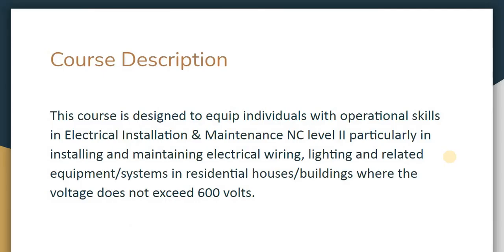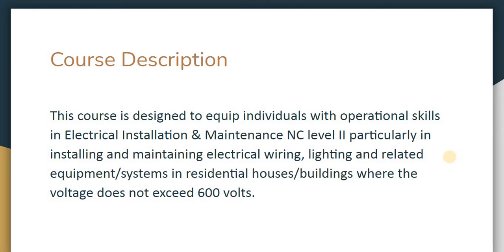Okay. Course description. This is from the training regulation of the electrical installation and maintenance in NC2. For the course description, this course is designed to equip individuals with operational skills in electrical installation and maintenance in NC Level 2. So for EIM in NC, there are Level 2, Level 3, and Level 4. Particularly in installing and maintaining electrical wiring, lighting, and related equipment or systems in residential houses or buildings where the voltage does not exceed 600 volts.